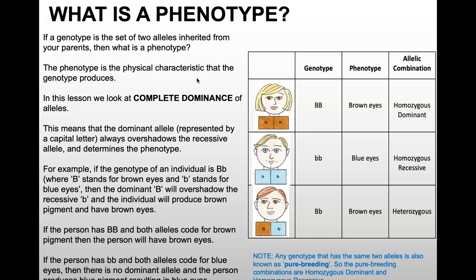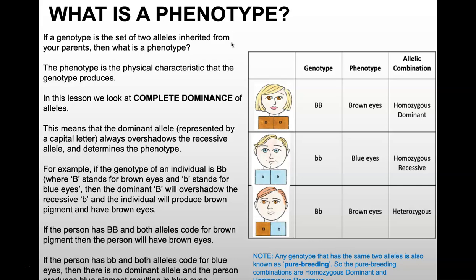Okay, let's look at what a phenotype is. Genotype and phenotype: you're going to need to remember the difference between these two things and how to write them. If a genotype is the set of two alleles inherited from your parents, what is a phenotype? The phenotype is the physical characteristic that your genotype produces, or your physical trait. In this lesson, we are looking at complete dominance of alleles. This means that the dominant allele, represented by the capital letter, always overshadows or masks the recessive allele, and the dominant one always determines the phenotype, what that individual looks like.